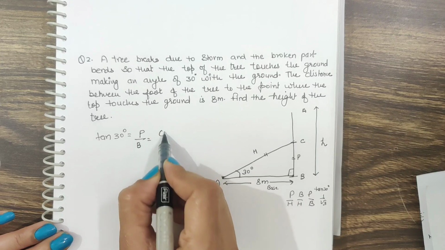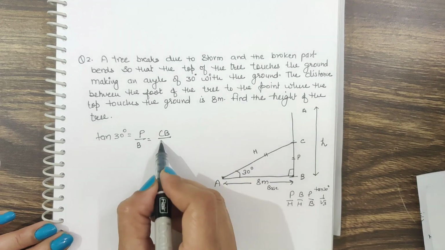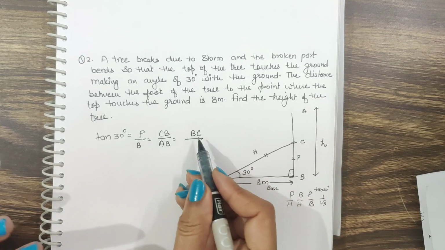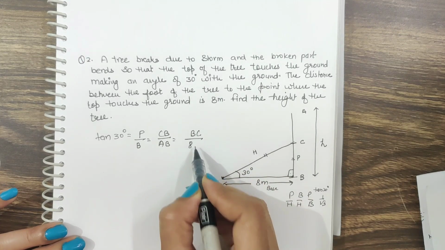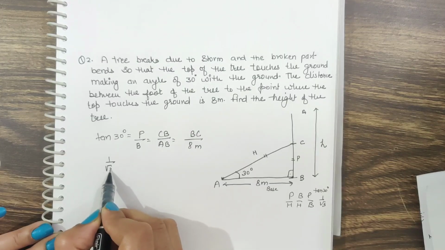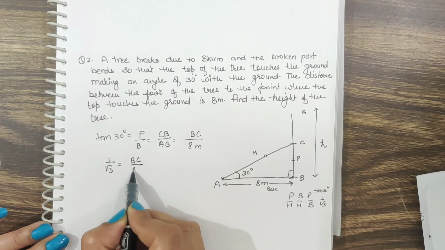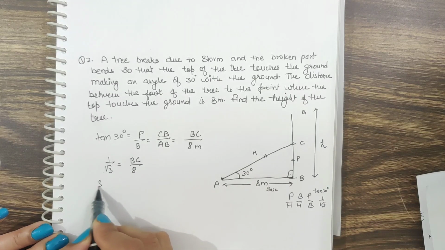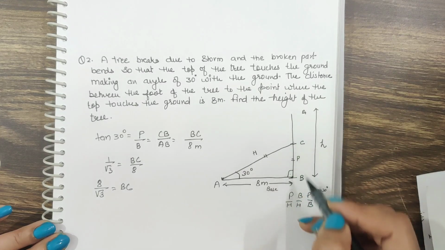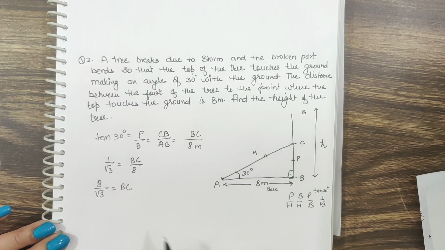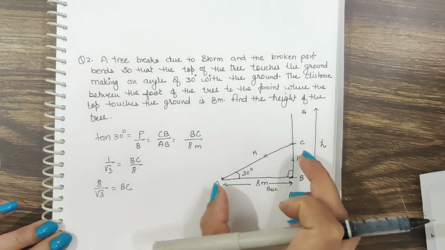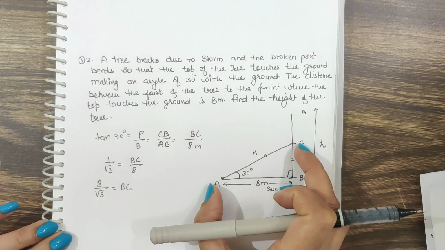Here perpendicular is CB and base is AB. Now BC or CB, I can write BC or CB, and AB is 8 meter. Tan 30 is 1 by root 3 and BC upon 8. Cross multiply student. 8 upon root 3 is the height. BC is 8 upon root 3. Now student, we have to calculate whole height. That means I have to calculate AC also.